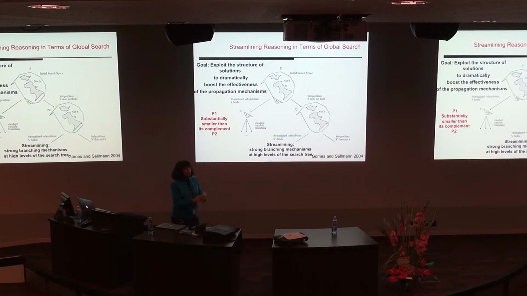The idea is you are doing a search, but you impose additional properties so that your search space is going to be reduced. And if the property fails, then you backtrack. Does it make sense? So we call this streamlining reasoning.